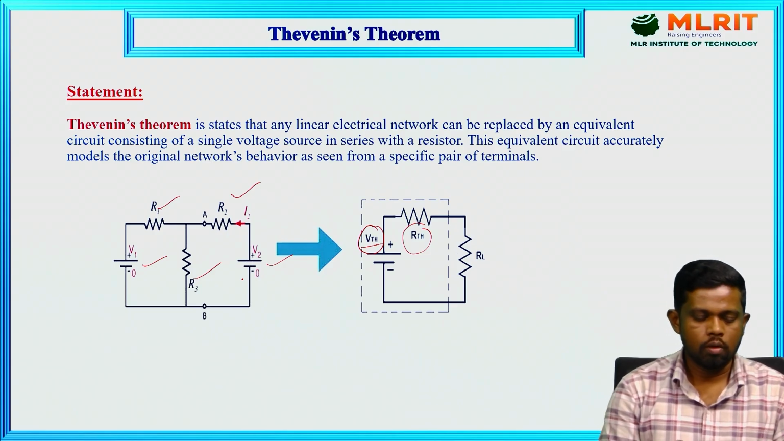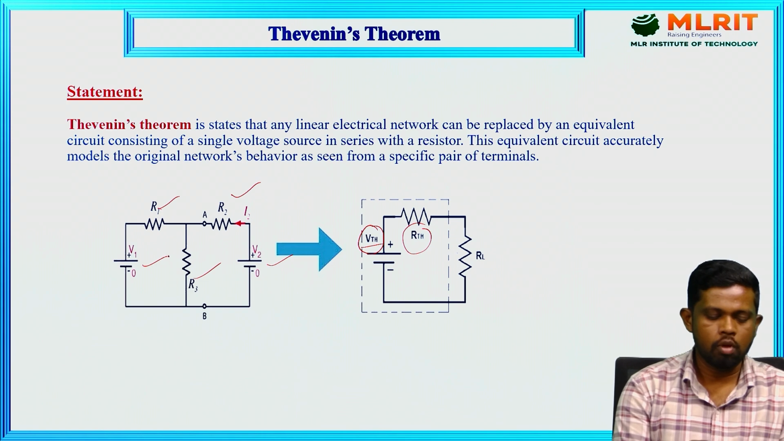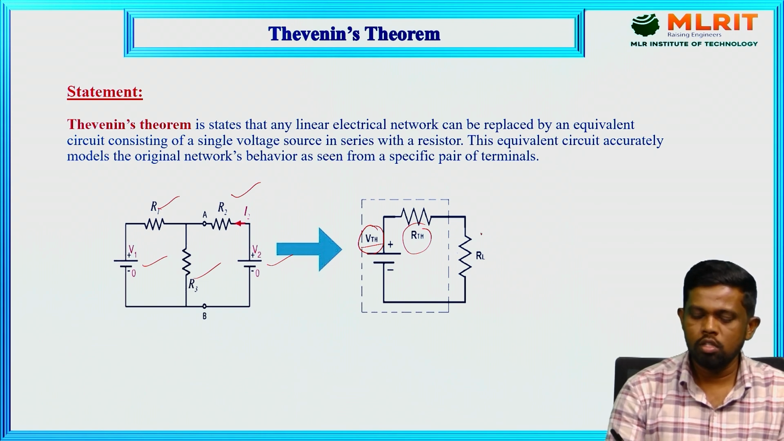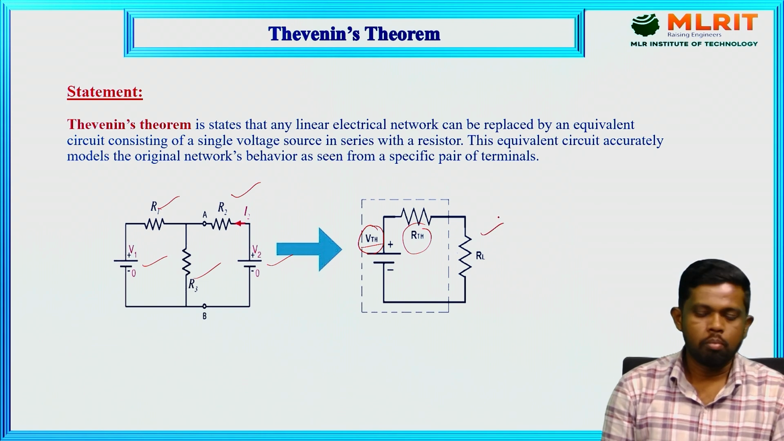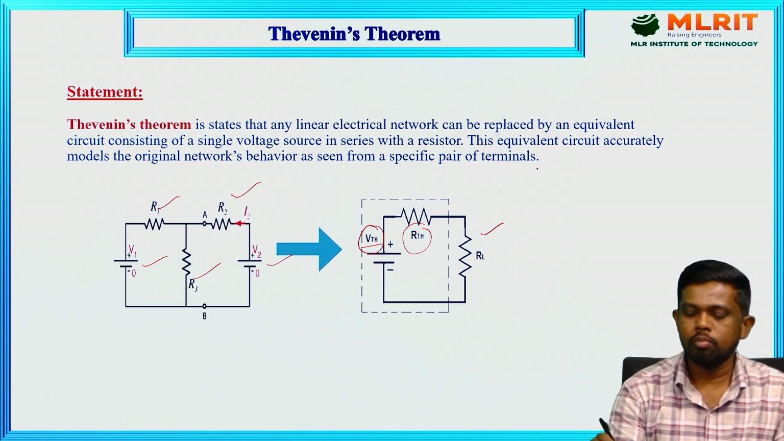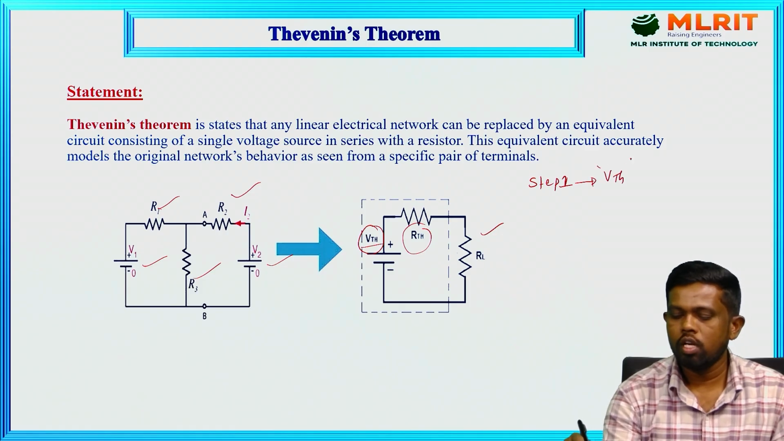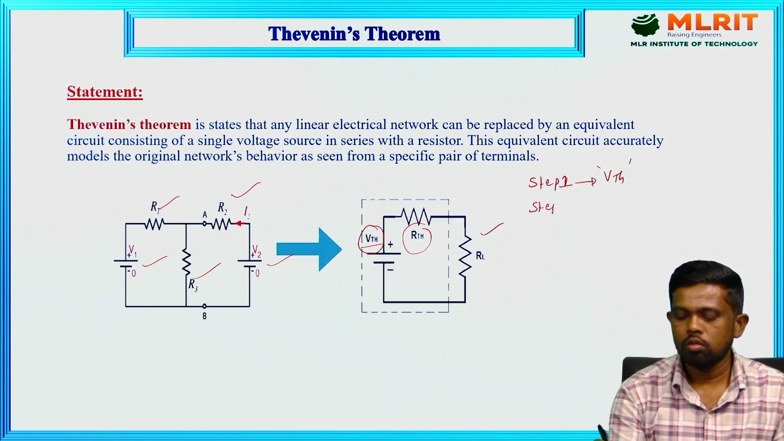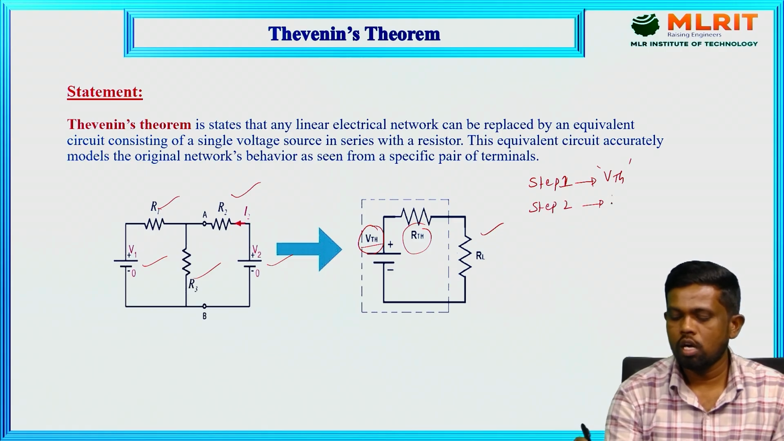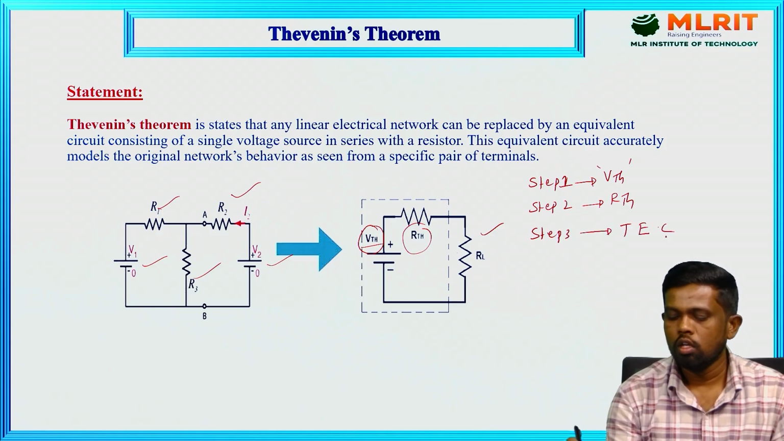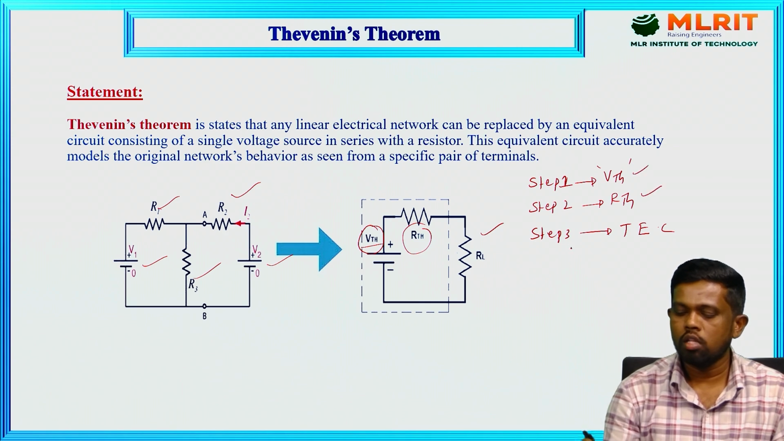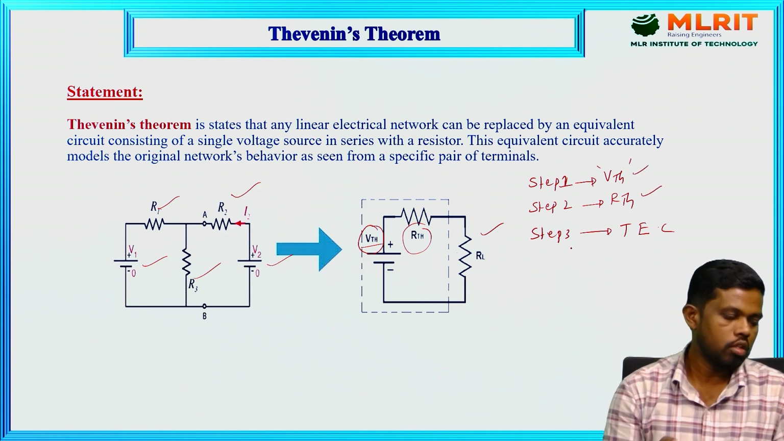According to that, how can we replace the whole network, this big network, with this simple network? There is a certain procedure with different steps. In step number one, we need to get the VTH value. In step number 2, we get the other one, the RTH value. Then in step number 3, we draw the Thevenin's equivalent circuit based on these two values only. So this is the Thevenin's theorem.